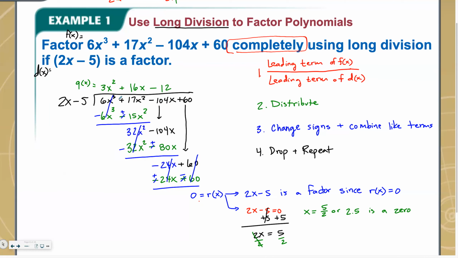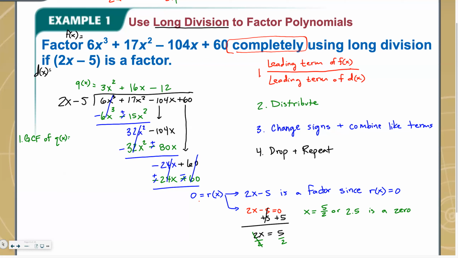I don't have to use long division now. This is now a trinomial. What technique have we learned to factor trinomials? X method. So off to the side over here, I'm now going to do X method on the quotient. So step one, what was step one when you do X method? GCF. So I'm going to take the GCF of our quotient.